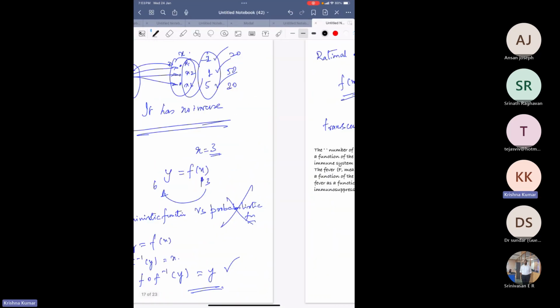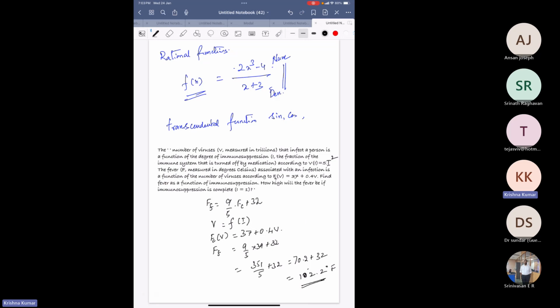So we had talked about a number of examples. One of the things, we stopped with the transcendental function. What is a transcendental function? It has sine, cos, and other trigonometric functions. One of the things that we talked about is the composite function. Let us just look at one example of a composite function.